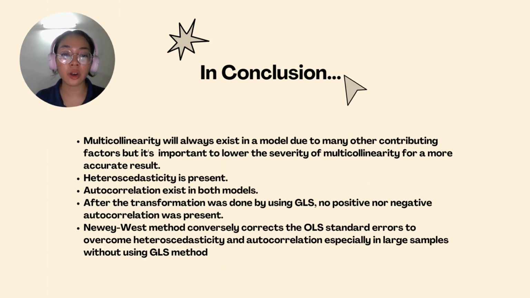The Breusch-Godfrey test was used by calculating the (n minus p) times R-squared value, and Durbin-Watson was used by referring to the Durbin-Watson table. As a corrective method, we use the GLS transformation method on the Durbin-Watson value as a recovery step for our autocorrelation case. Lastly, the Newey-West method alternatively corrects OLS standard errors to overcome heteroscedasticity and autocorrelation, especially for large samples, without using the GLS method.